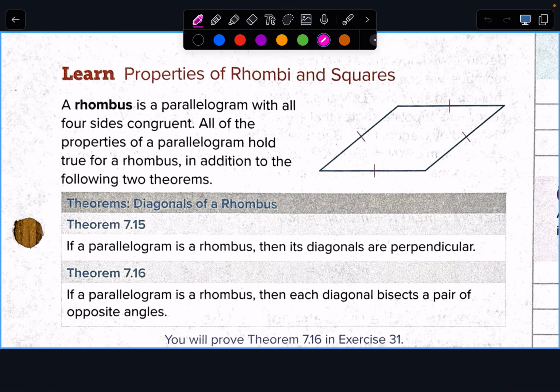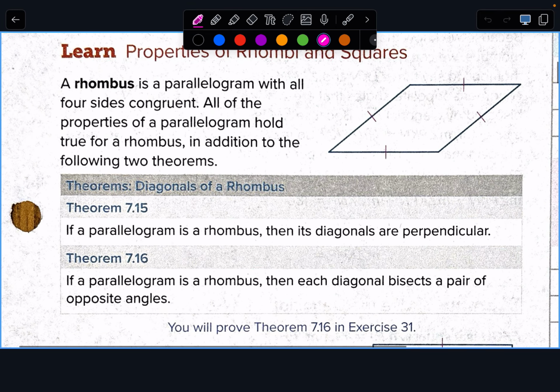Okay, properties of a rhombus. On top of being a parallelogram, where opposite sides are congruent, opposite sides are parallel, and diagonals bisect each other, a rhombus has perpendicular diagonals. So if we draw in the diagonals, they are perpendicular.